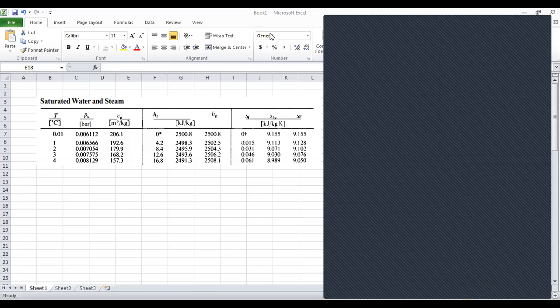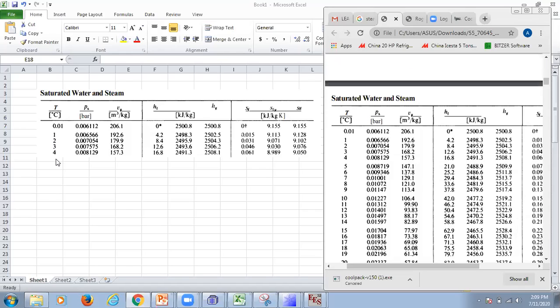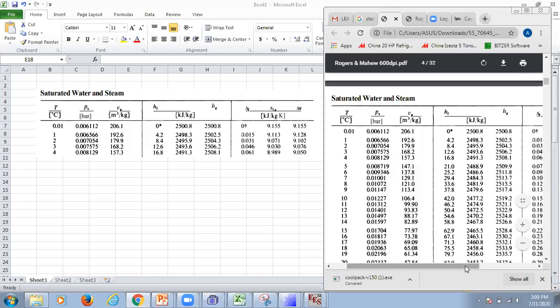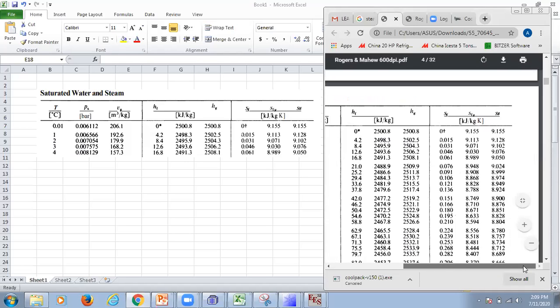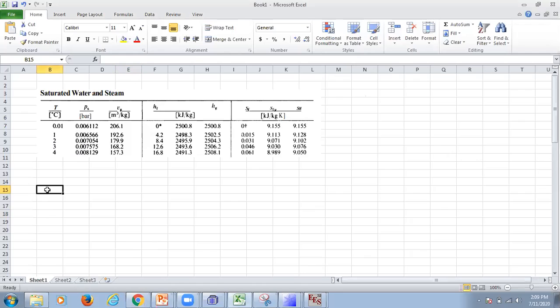Interesting. This one. Okay. So you can see the temperatures here for the saturated water and steam. Here are the data. It's the same data. So I'm going to type now. Can you see the screen? I'm going to type now the temperature.